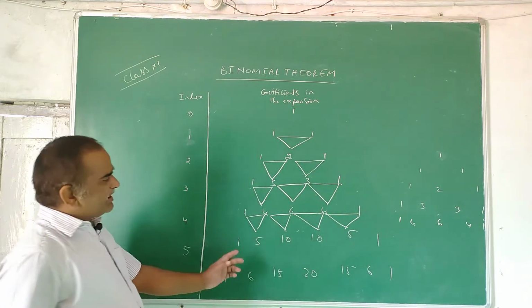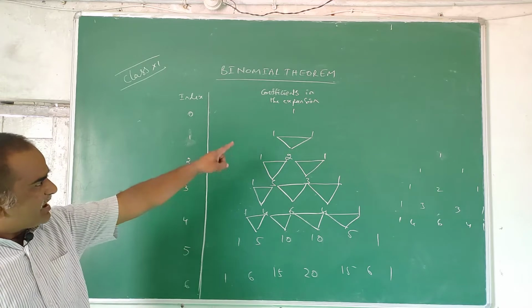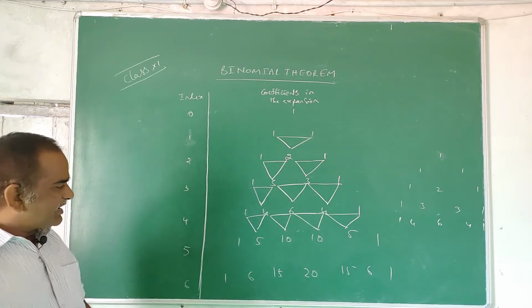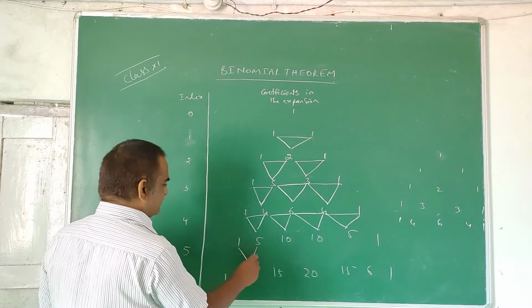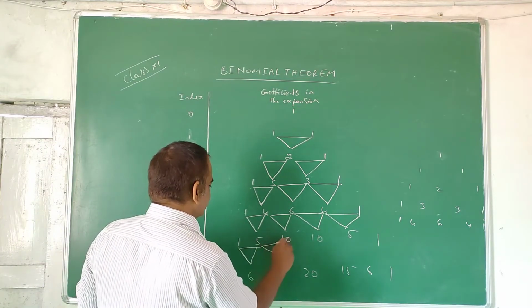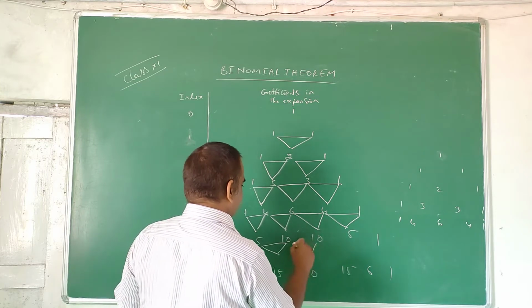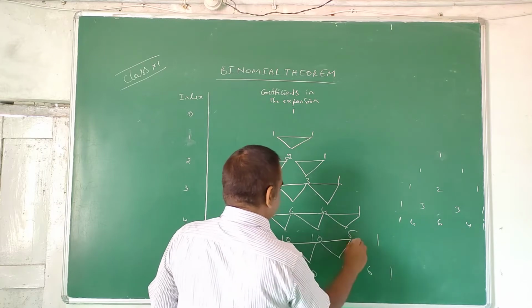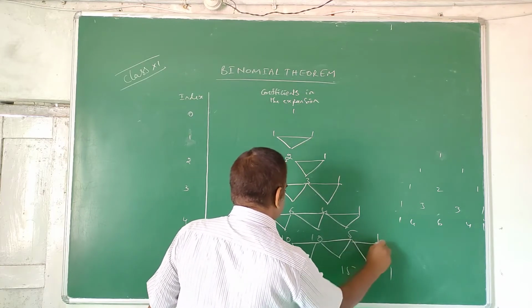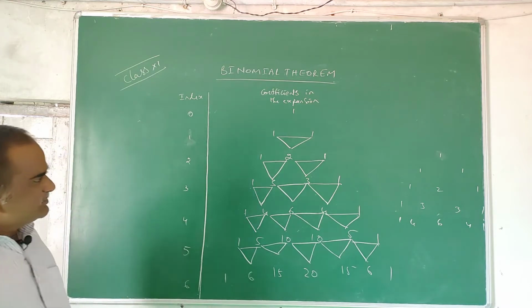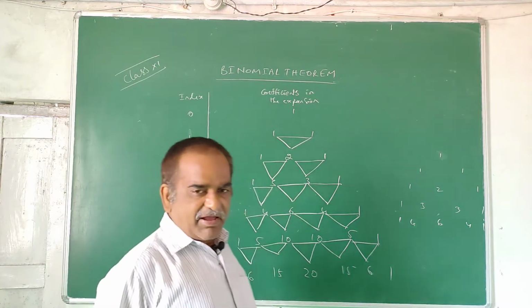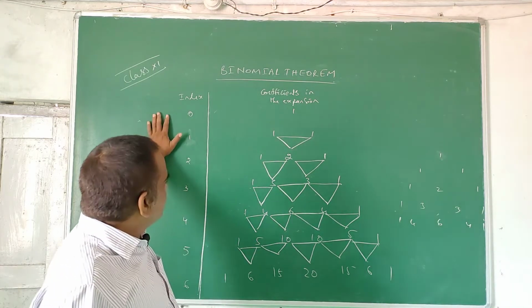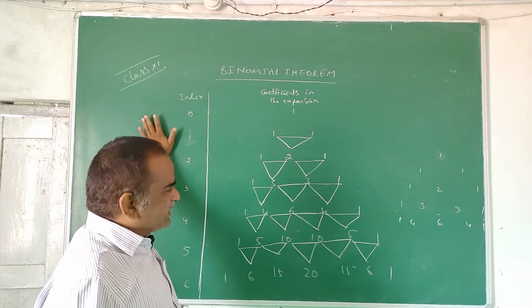So you have to keep 1 and 1 in the extremes, and add like this so that you can get the coefficients. Till here I followed the same procedure. 1 plus 5, 6. 5 plus 10, 15. 10 plus 10, 20. 10 plus 5, 15. 5 plus 1, 6. So in a binomial expansion, the coefficients can be obtained from Pascal's triangle.